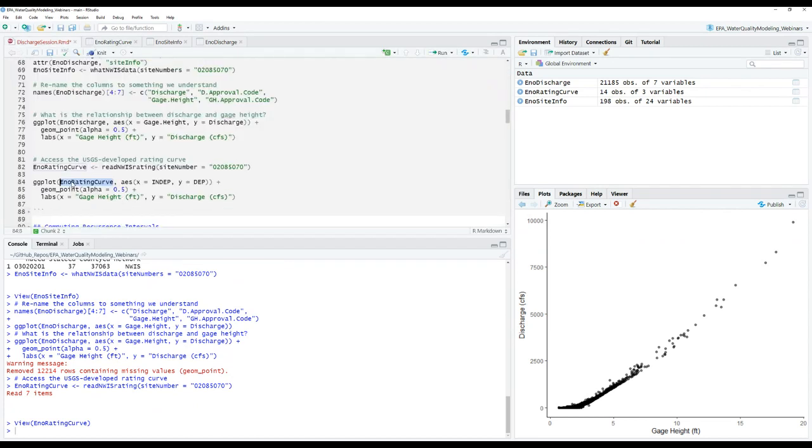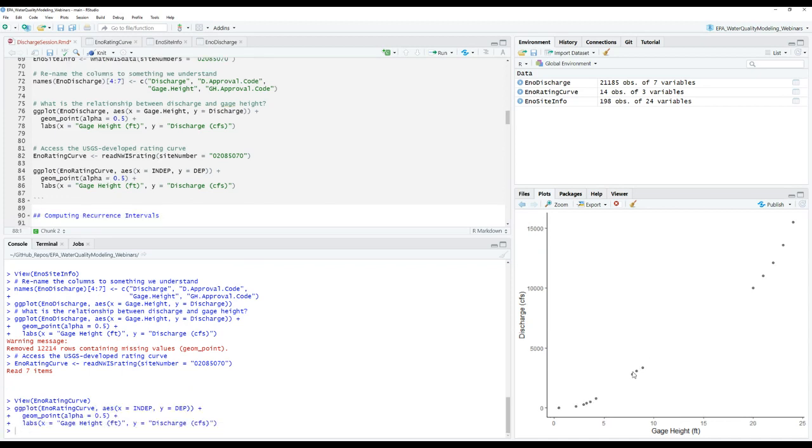So let's say ggplot, show me a visualization with the data called Eno rating curve. With our aesthetics, we want our x to be our independent and our y to be our dependent variable. Let's put a geom point on there again, and then relabel our axes so that they have the correct units. So looking here, we've got our gauge height in feet, discharge in cubic feet per second. This increases together, noticing that it's not a linear relationship for the Eno River.